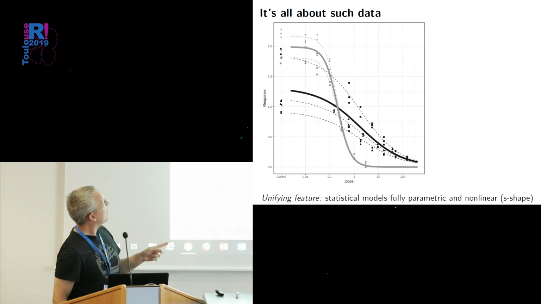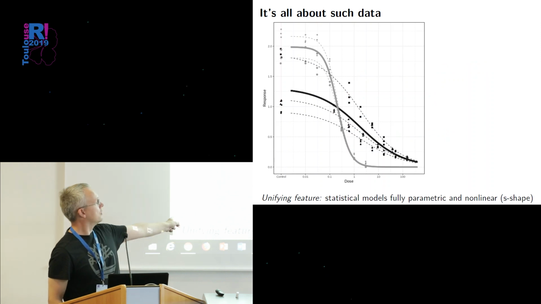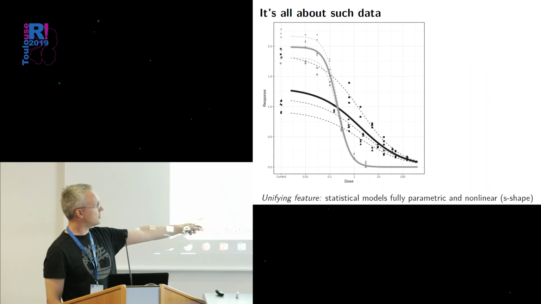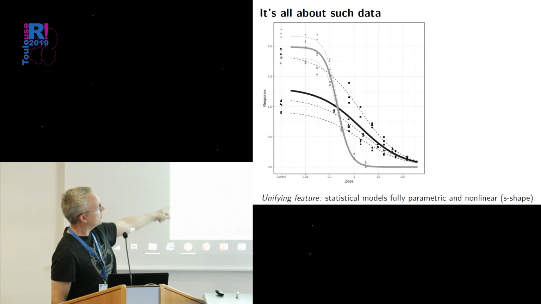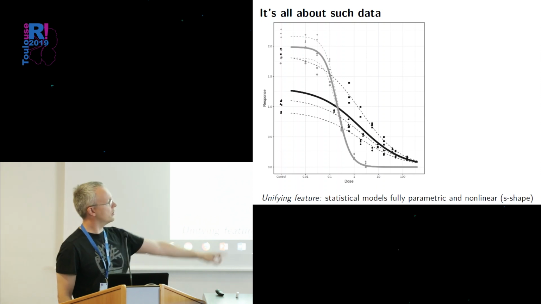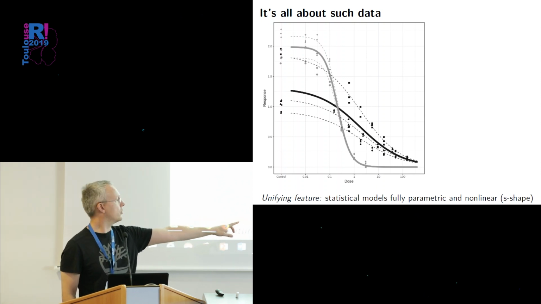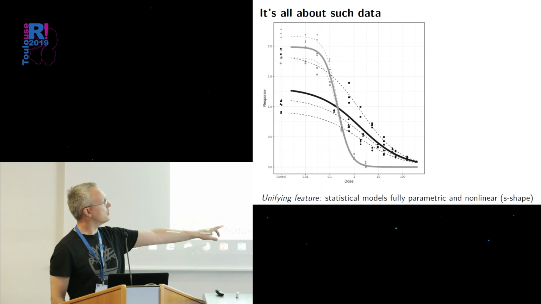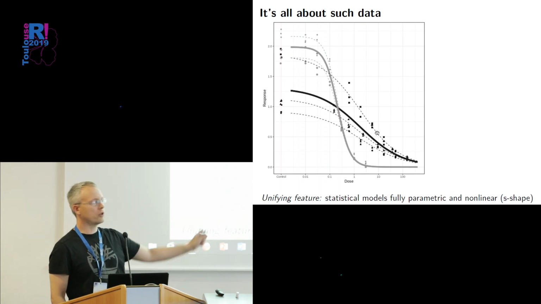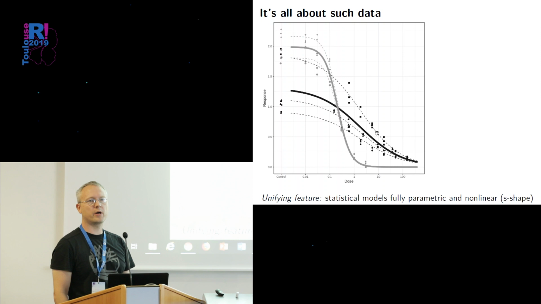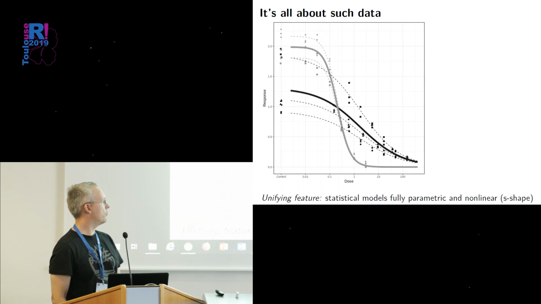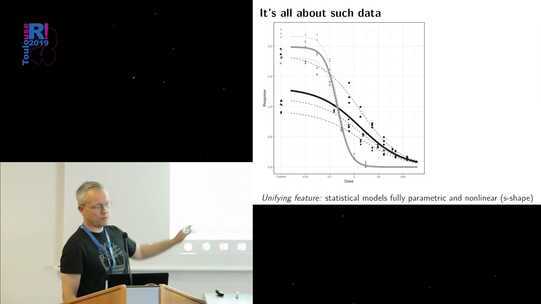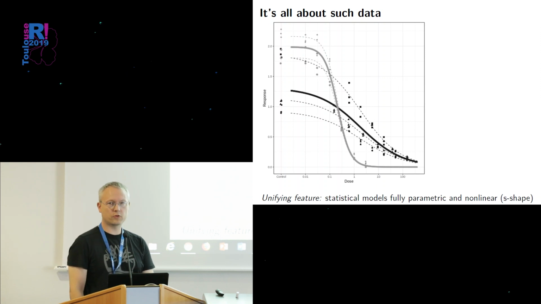So I have what I will refer to as dose response data. There's a scale on the x-axis, which is the dose or the concentration or perhaps something else. And then I have a response, and then there will be a pattern which is essentially an S shape. So that's pretty important: I will be talking about nonlinear trends, and I will be talking about how to deal with that using fully parametric models. So I'll not be talking about linear trends or dose response trends that are linear functions. So that's kind of the unifying feature of what I'll be talking about, just for you to keep in mind.